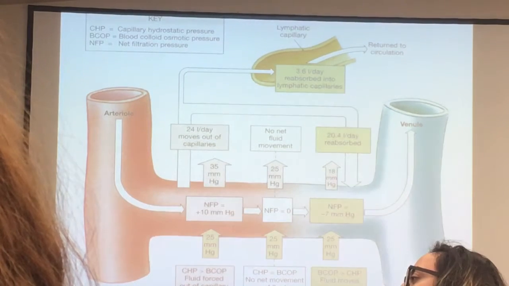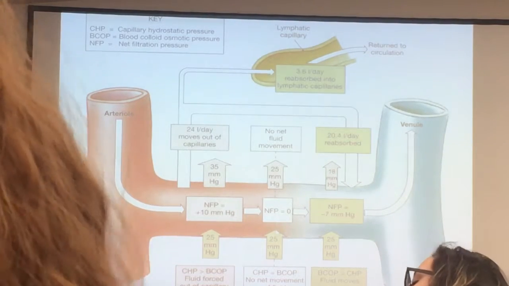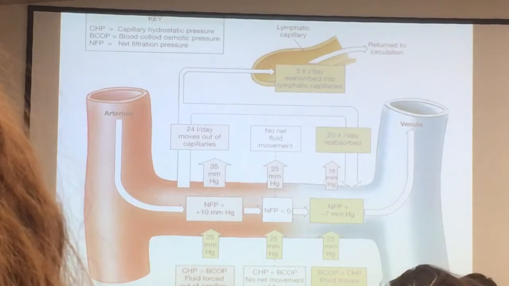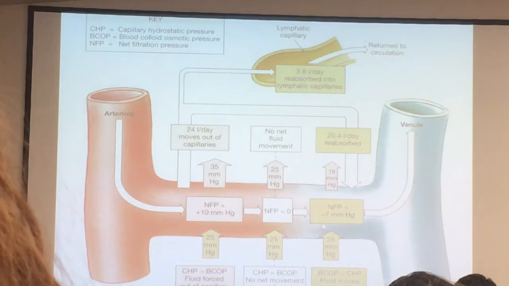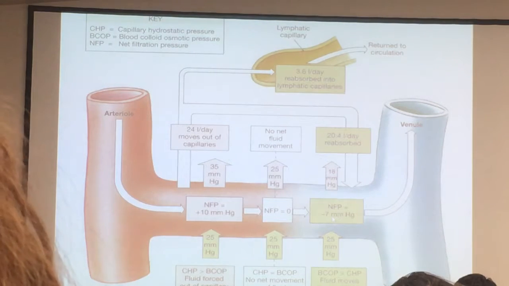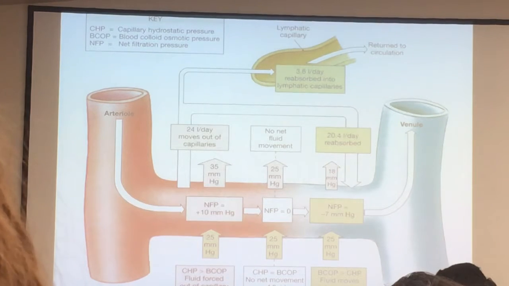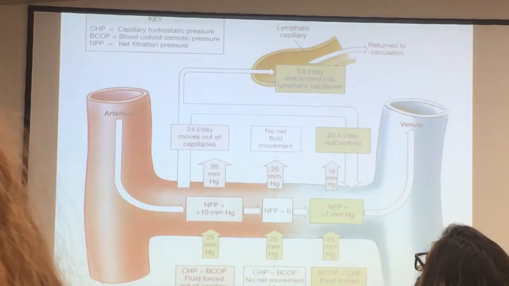In the middle, out is 25, in is 25, so 0, not balance, not in, not out. And in the closed venous end, we had 18 out, we had 25 in, so it is -7, so fluid moves in. Okay, that is the way. And can we reabsorb everything, go back to the vein? The answer is no.